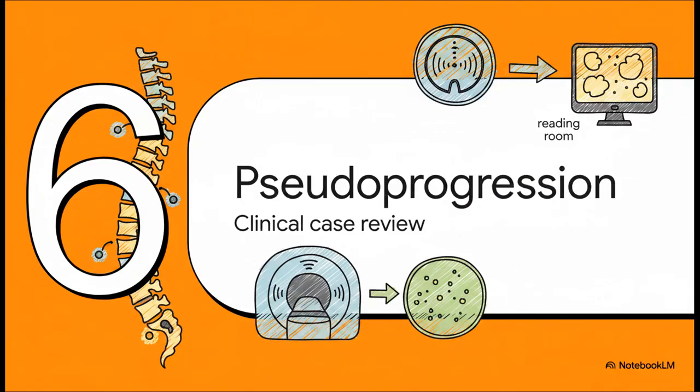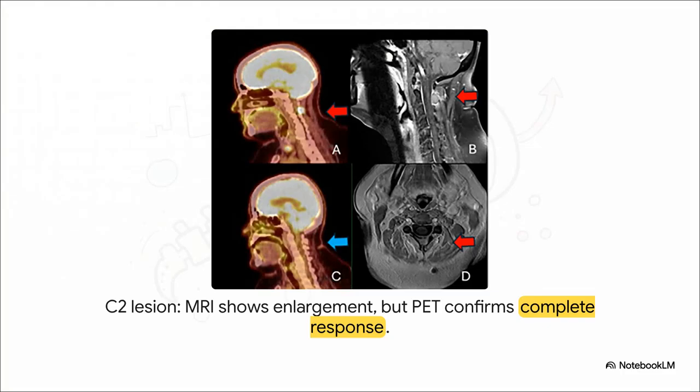Let's bring this all into the real world with Section 6, Spotting Pseudoprogression in Practice. We're going to review 2 actual radiographic clinical cases from the study where the MRI and PET told completely different stories. This is exactly what you're going to see in the reading room. Here's our first case, a C2 lesion. The follow-up MRI at 48 months looks terrifying. It shows an enlarging, enhancing mass. By standard MRI criteria, this looks extremely concerning for true progression.